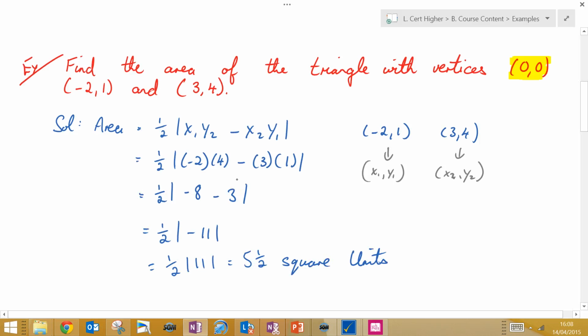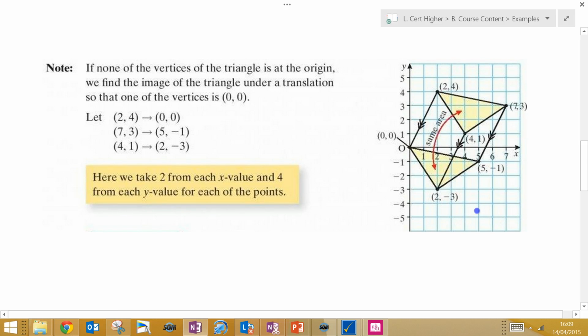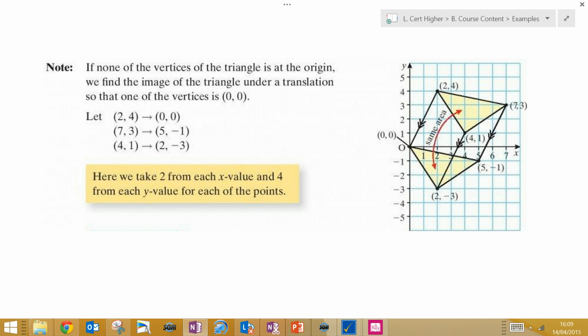Let us look now at what happens when one of the vertices is not (0, 0). If you look at what we have here, we have a triangle where none of the vertices is at the origin. I'm going to call it triangle 1. We find the image of the triangle under a translation so that one of the vertices is (0, 0). So we say let (2, 4) map to (0, 0). Here we have taken 2 from the x value and taken 4 from the y value. Minus 2, minus 4.